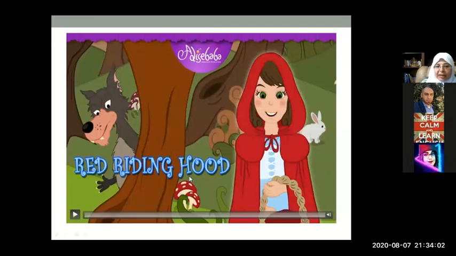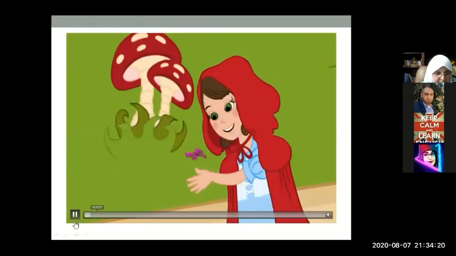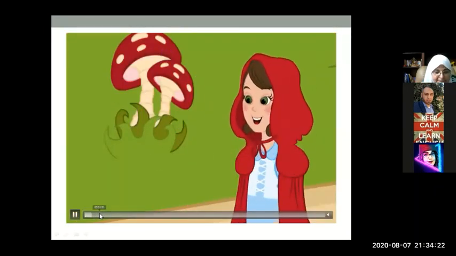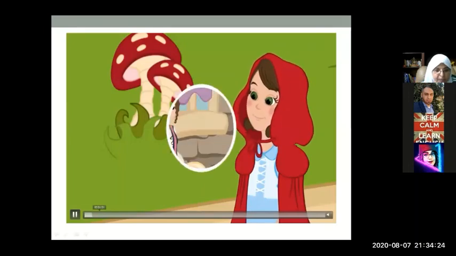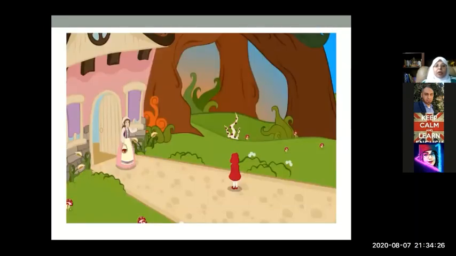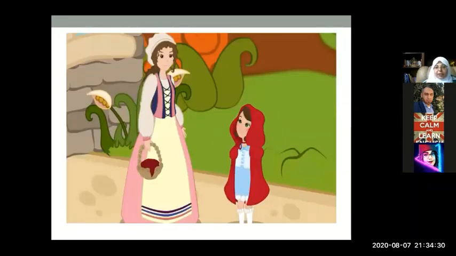So I will play the video now and I will mute the sound, okay? And please write down what you think they are telling each other, okay? 1, 2, go. So what do you think the mother is telling Red Riding Hood? And write it down, please.